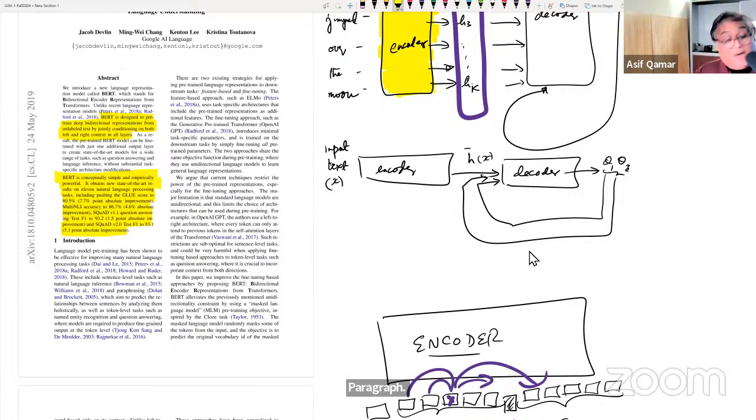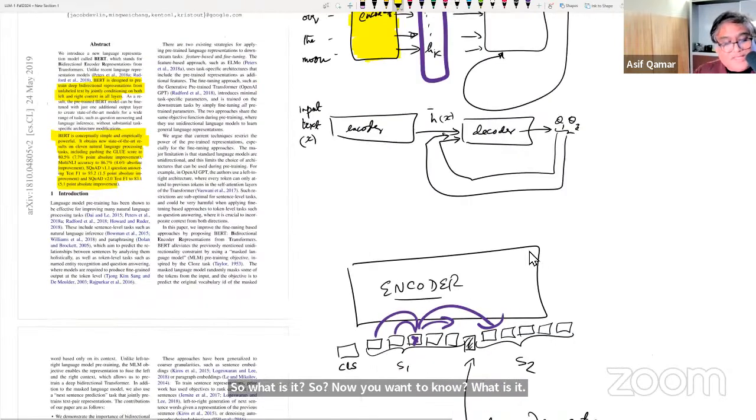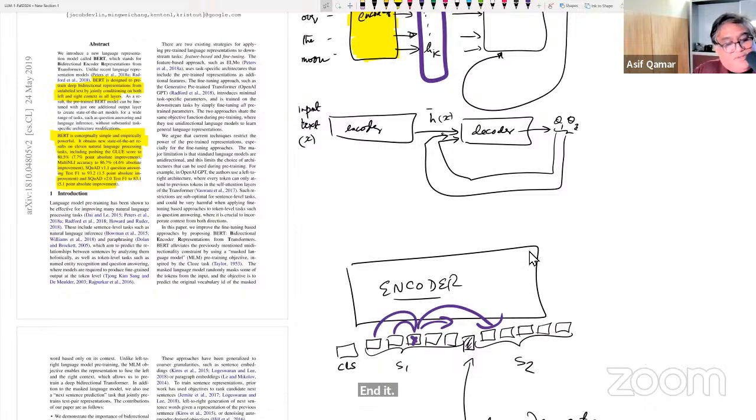So now you want to know, what is it? So this is it. We'll go into it. Language model pre-training has been shown to be effective for improving many natural language processing tasks. These include sentence level tasks such as natural language inference and paraphrasing, which aim to predict. I won't read the rest of it.